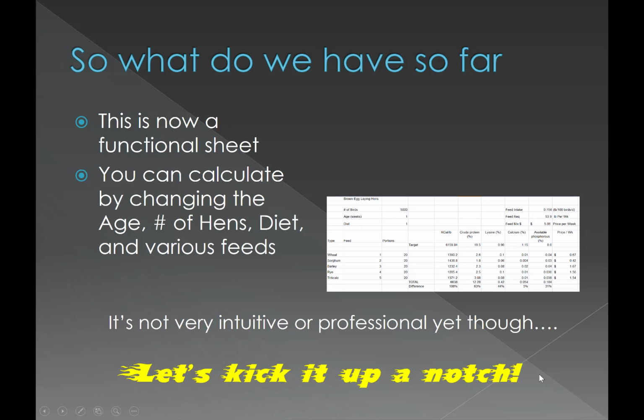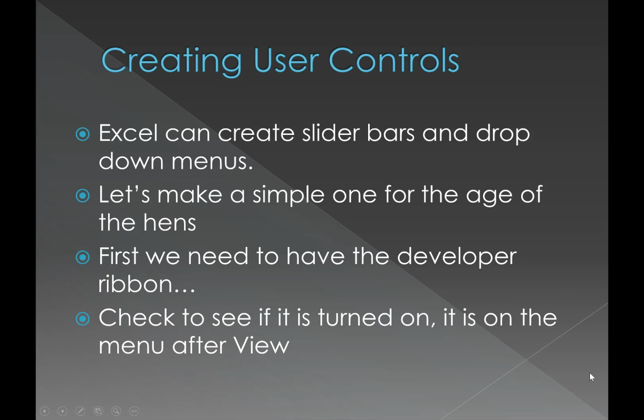So my next thing I want to do on here then is we're going to add slider bars and drop down menus to this. Because right now I had like that 1, 2, 3. Wouldn't it be better if it had a drop down menu and you could choose wheat, sorghum, and so forth? We can also go through and do one for the ages so they can just slide the bar over the older the birds are. And so forth.